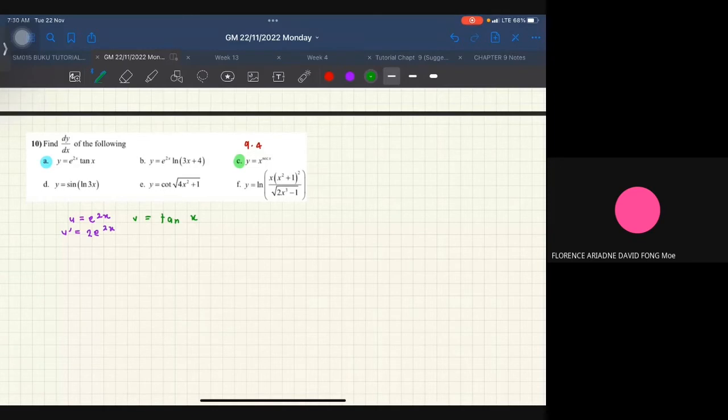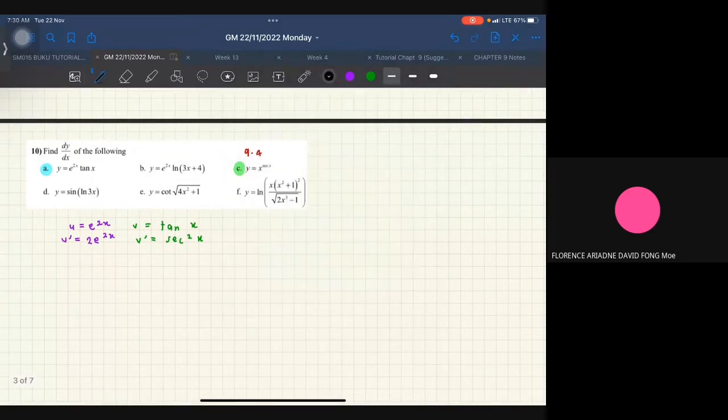Okay, so for tangent, bila kita differentiate, what do you get? Secant square. Yes, exactly. So we will get secant square. Okay, so settle lah dekat situ. So you already have u prime, v and also v prime. So sekarang masukkan sahaja into the formula of product rule.